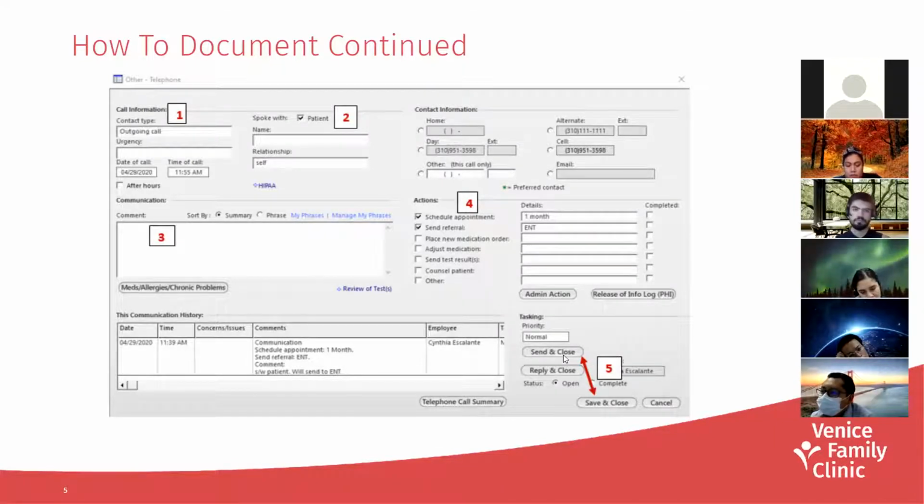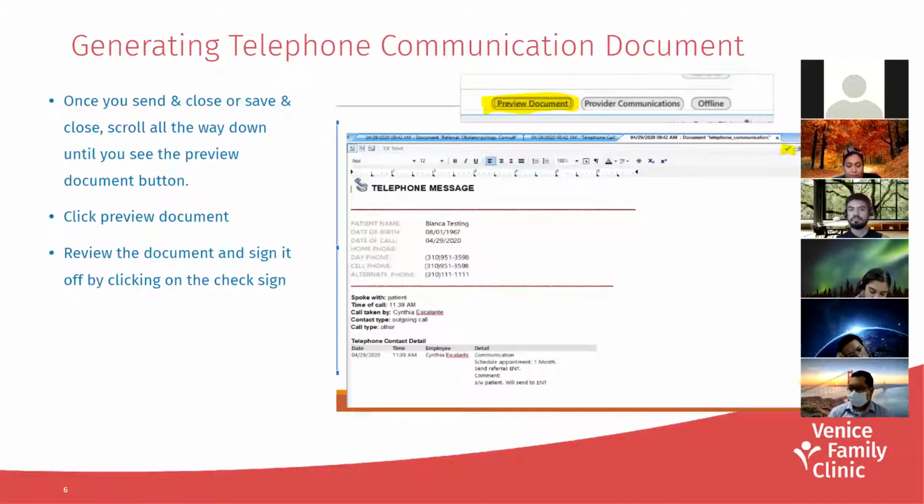Another window will appear, and we call that the tasking window, where you're able to select the individual or the tasking group you want to send this communication to. Once you're done, just say Save and Close. There is one last step at the end.